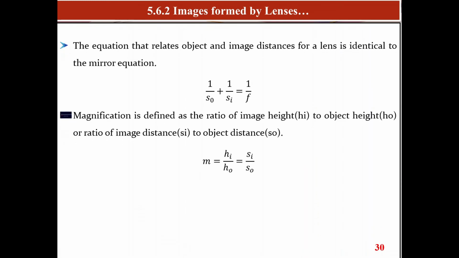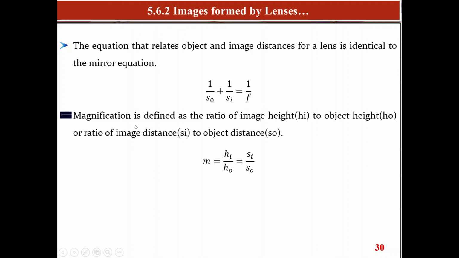Okay, the equation related to the image distance and object distance can be calculated by this one: 1 over object distance plus 1 over image distance is equal to 1 over the focal length. You can take F1 or F2. They are equal, no problem.